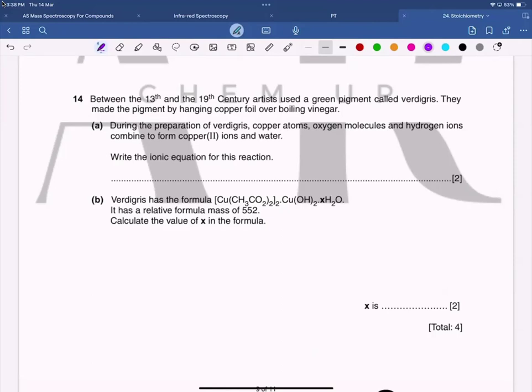During the preparation of verdigris, copper atoms, oxygen molecules, and hydrogen ions combine to form copper two ions and water.